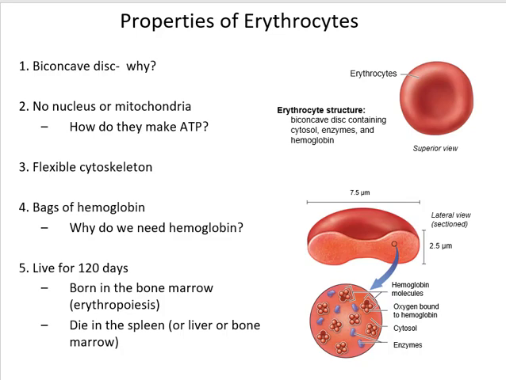Okay? If I didn't say it before, what is the function of red blood cells? It's to carry oxygen. That's its main thing. It picks up oxygen at the lungs and then dumps them off at the tissues. All right. Number 2, red blood cells have no nucleus or mitochondria. So what's up with that?